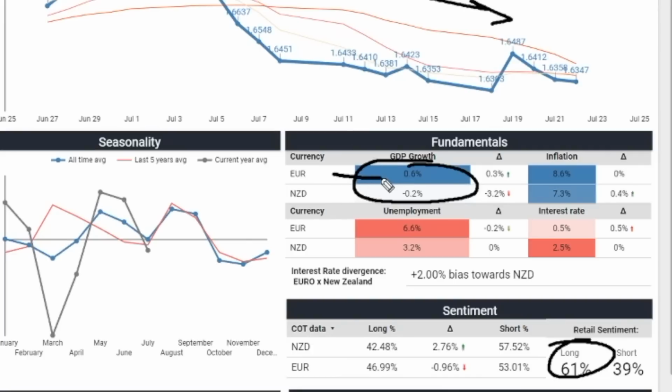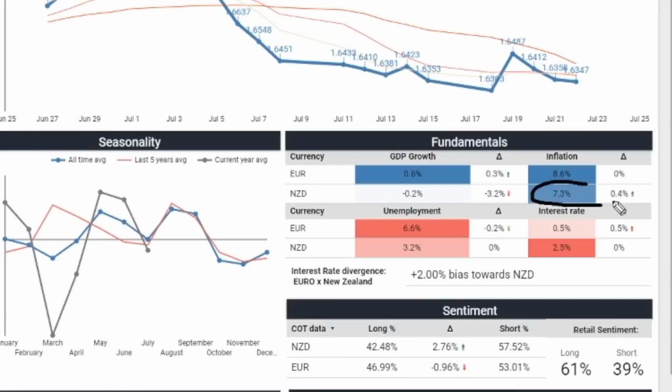So in Europe, there has been more positive growth recently than in New Zealand, but everything else on this list favors NZD. In fact, if we take a look at inflation, inflation is lower in New Zealand. If we look at interest rates, interest rates are much higher in New Zealand. That's a positive thing for buying the NZD over the euro.